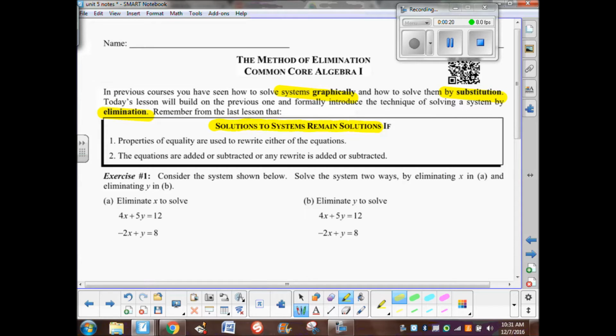So it says solutions to systems remain solutions if properties of equality are used to rewrite either of the equations. This is kind of a biggie here. Meaning you could multiply the entire equation, the left side of the equal sign and the right side, by something, and it still remains the same equation. It looks different. Or if you divide the whole equation by something, it looks different, but it's still the same equation, therefore it's going to have the same solutions. And it says the equations are added or subtracted, or any rewrite is added or subtracted. So you can do that to equations, and the solution is still going to remain the same.